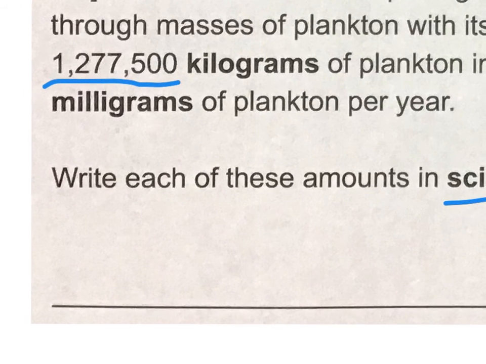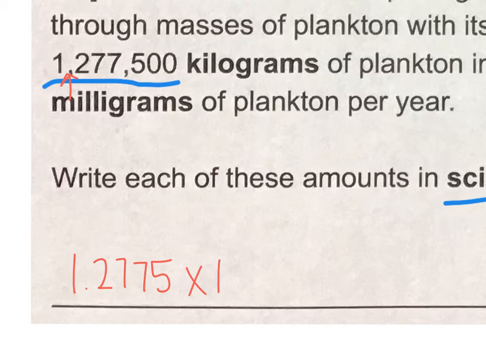So this number here, remember where we're going to put the decimal, right between the front two numbers. So this becomes 1.2775 times 10. Then to get the exponent, we go from the back where the invisible decimal is to where we put the new decimal. 1, 2, 3, 4, 5, 6 moves. So it's 10 to the 6th power. And that's kilograms.